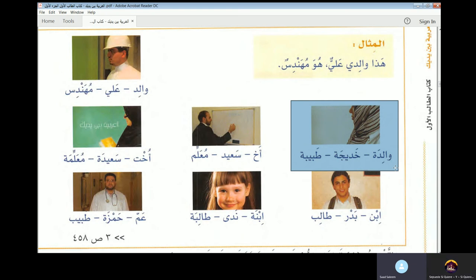The sentence is up there, right? Hazihi, for whom? Hazihi walida. Walidati, you will add ya at the end. Hazihi walidati Khadija. Hiya tabibatu. Okay, so this is my mother, Khadija, and she's a doctor.